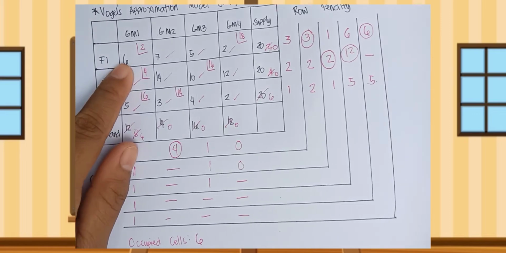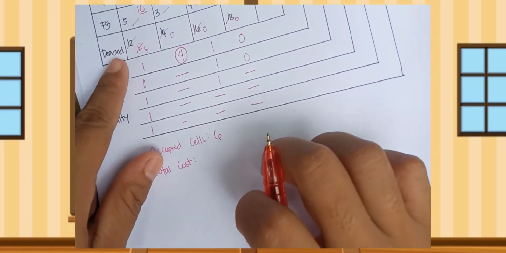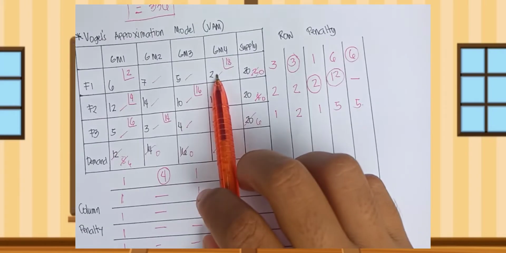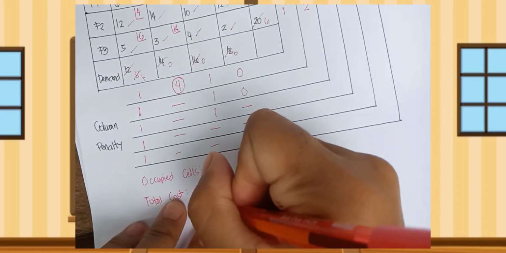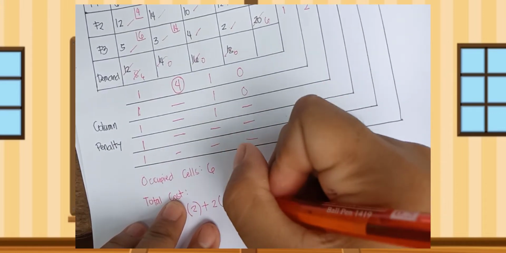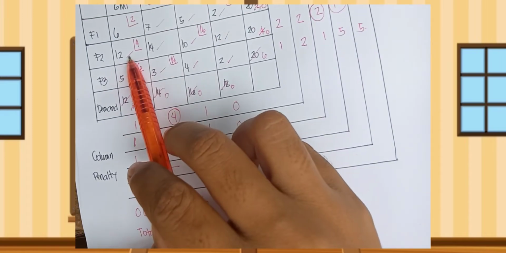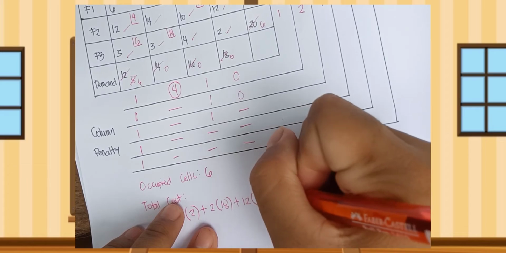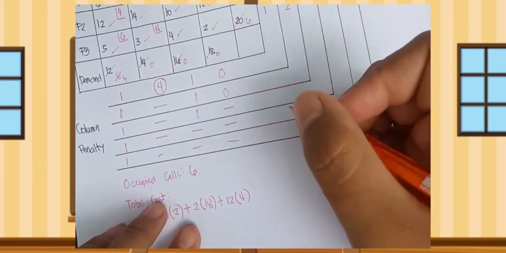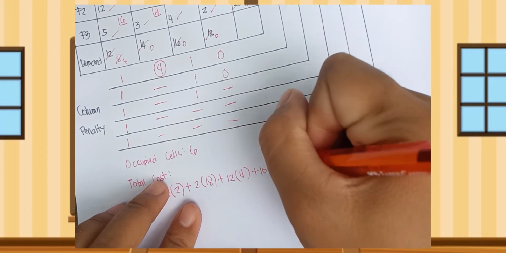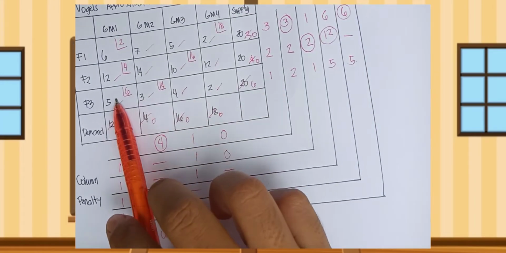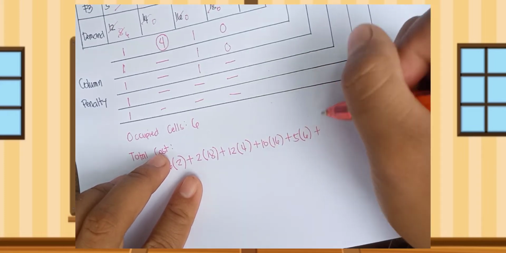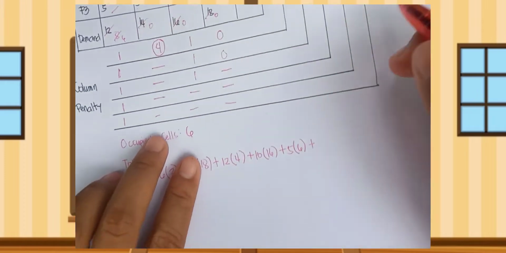So we have 6 times 2. Then 2 times 18 plus 2 times 18. And then we have 12 times 4. And then we have 10 times 16. Then we have 5 and 6. The last one is 3 and 14.